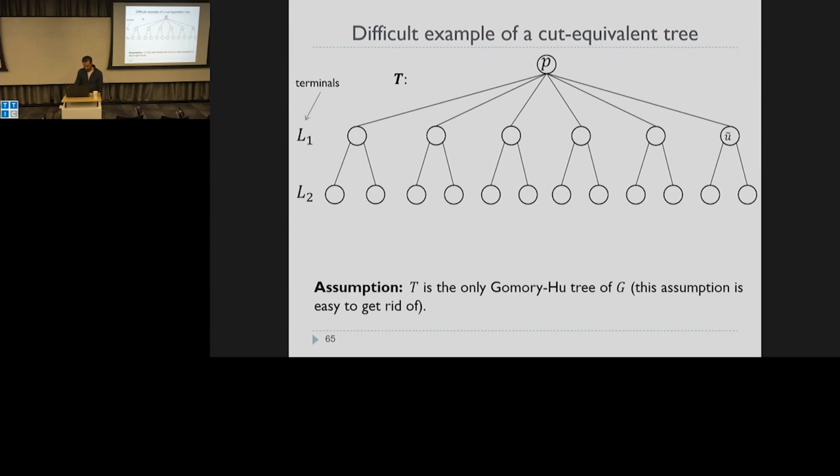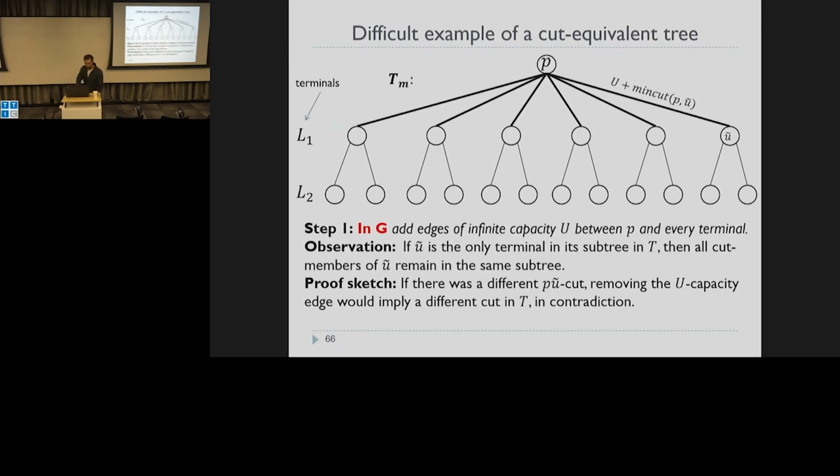Okay, so this is what the lemma says. Let's assume also, to make our life easier, that this is the only Gomory-Hu tree of the graph. There aren't any others. Some graphs have multiple Gomory-Hu trees, so let's assume it's the only one. So these are the steps of getting the actual result for the isolating cuts in this setting.